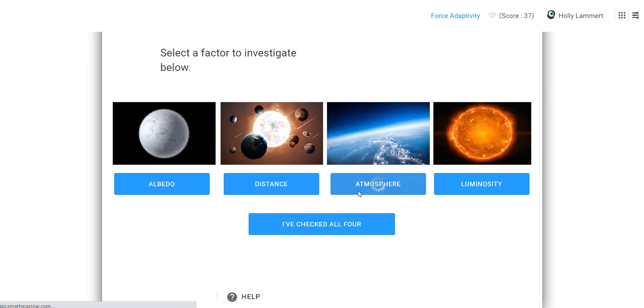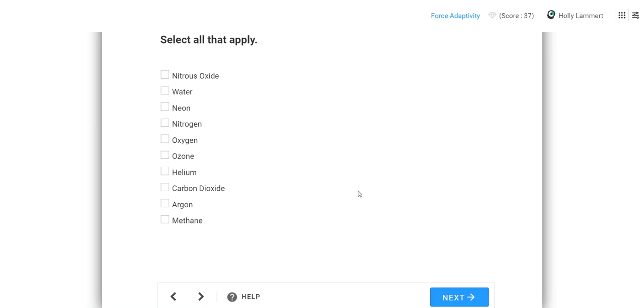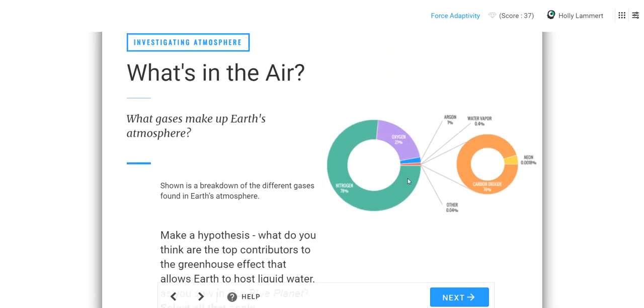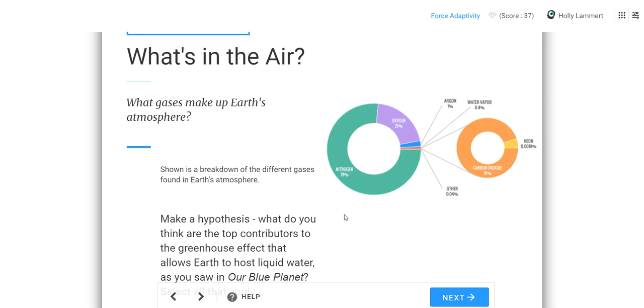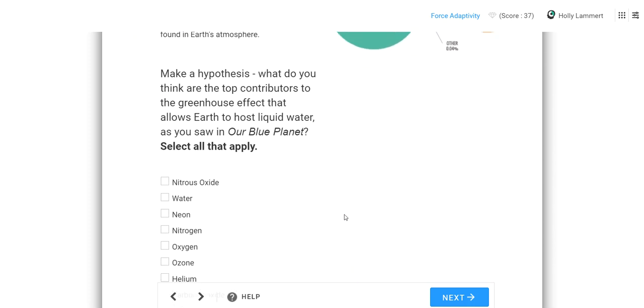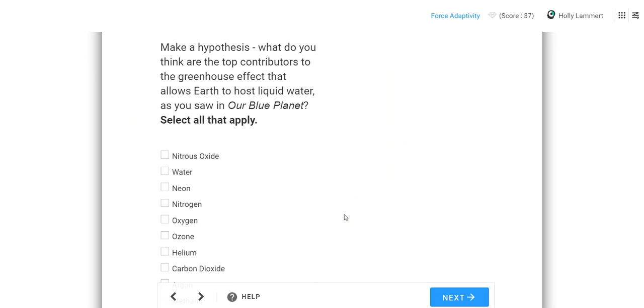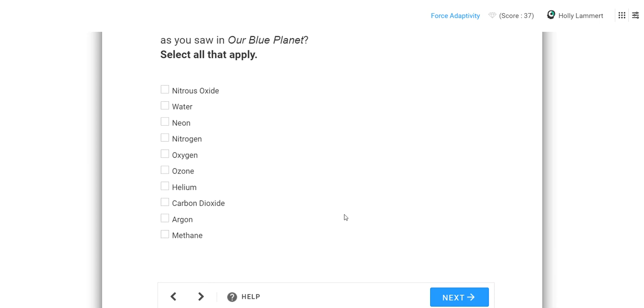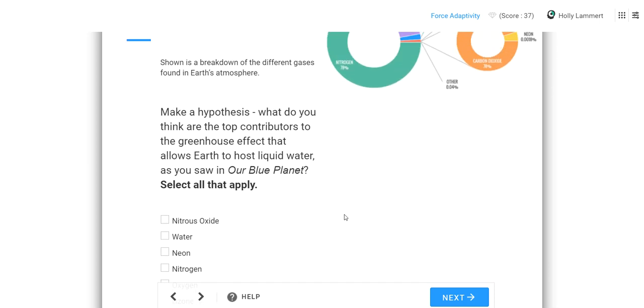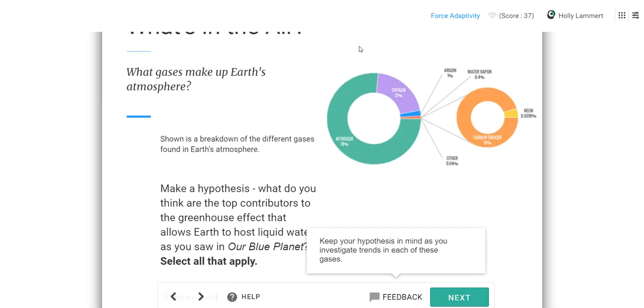All right, so let's now test the atmosphere. Here we've seen this graph before. This is a breakdown of the gases that make up the atmosphere. Let's make a hypothesis. What do you think are the top contributors to the greenhouse effect that allows Earth to host liquid water, as you saw in Blue Planet? Okay, so you're making a hypothesis. So go ahead and just make a guess based on these different factors, and we'll see what we figure out here.